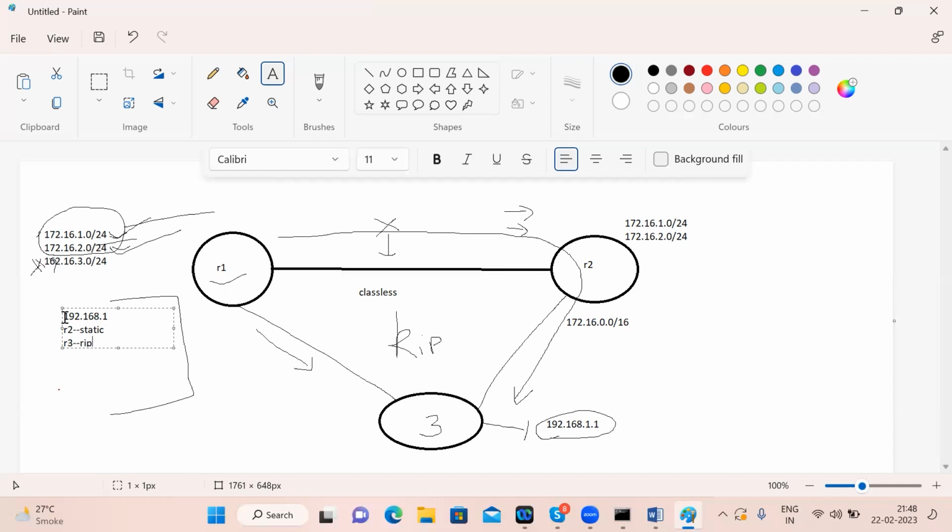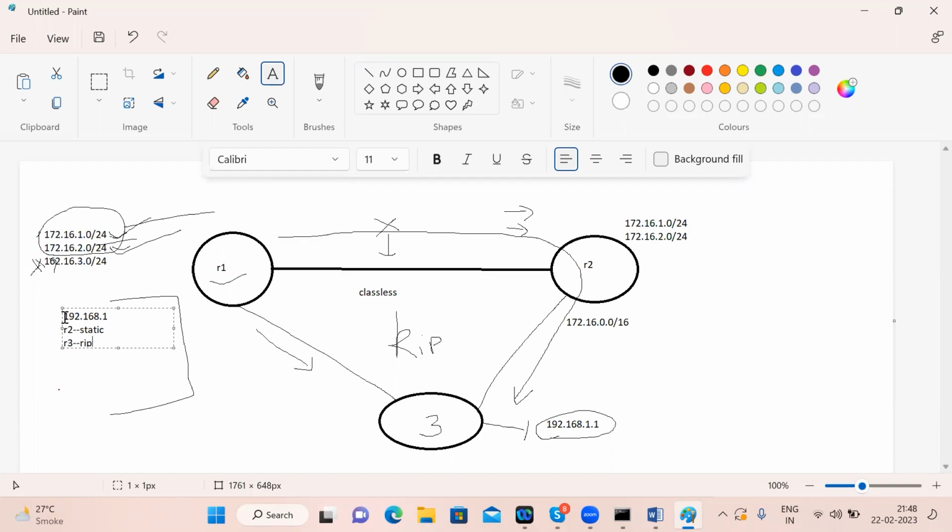Okay, what we have defined on this topology: static is advertising an administrative distance of 1, and the second protocol is advertising an administrative distance of 120. Now I have to decide whom I will trust. So, the lower the administrative distance, the higher the priority you have to give. This is the algorithm of administrative distance.